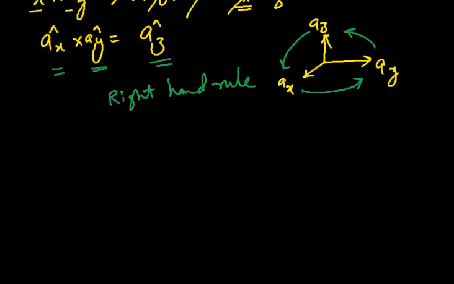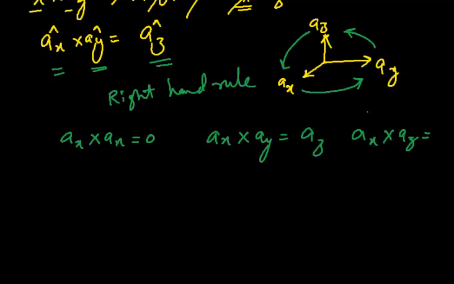If you go in the opposite direction, if you say ay into ax, it is against the direction, so it is going to give you az, but it is going to be negative. So let me write all of them. Ax cross ax is equal to 0. Ax cross ay is in the right direction, so it gives you az. And ax cross az is going to give you ay, but with a negative sign. I hope it is clear.